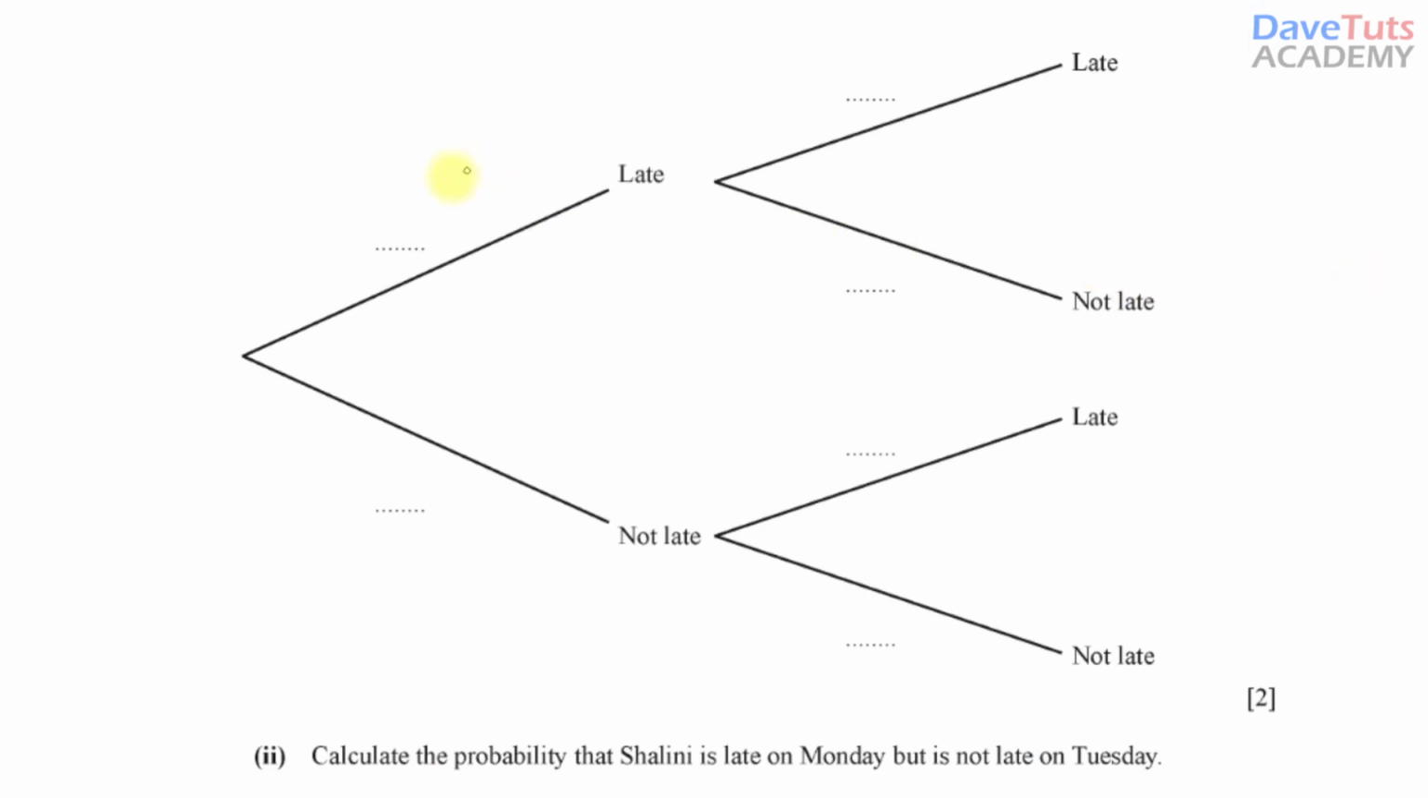So for him to be late, that will be 1 over 6. Not late, that will be 5 over 6. Then on Tuesday, for him to be late, still 1 over 6. Not late is 5 over 6. Late is 1 over 6, and not late is 5 over 6.